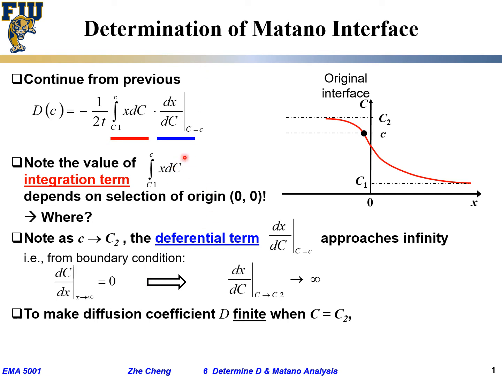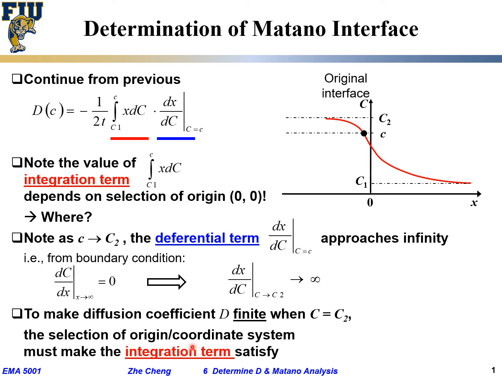if the second, the blue term, can go to infinity, but our diffusion coefficient, is that an infinite number? No, right? Diffusion coefficient is always a finite number. It's actually a small number, right? So in order for the product to be a finite number, one term is going towards infinity, the other term has to go towards what? 0.